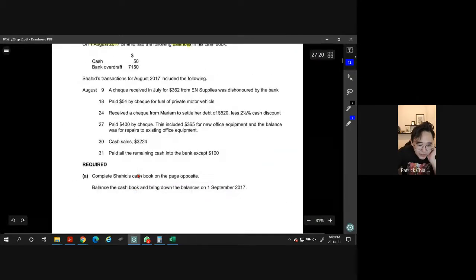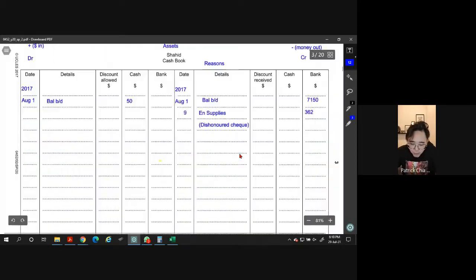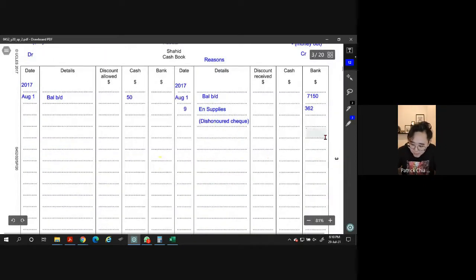Next one will be 18. Paid 54 by check for fuel of private motor vehicle. Okay, tell me, money in or money out here? In or out? Okay, out, easy. So on the right hand side, so 54. By cash or by bank? Cash or bank? Which column? Okay, bank. So 54. So I do put in 54 first. All right. Secure your side first. Okay, out. So right hand side, put down the amount in the cash or bank first.